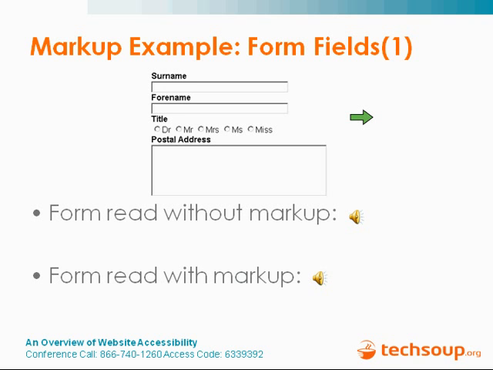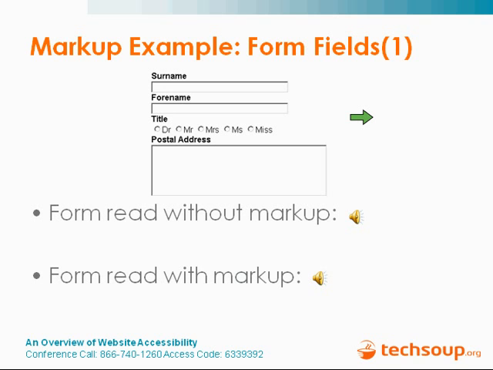Surname edit, type in text. Tab, forename edit, type in text. Tab, title DR radio button checked. Title MR radio button checked. Title MRS radio button checked. Title MS radio button checked. 4 of 5. The title MS radio button checked. 5 of 5. To change the selection, press up tab. Postal address edit, type in text.